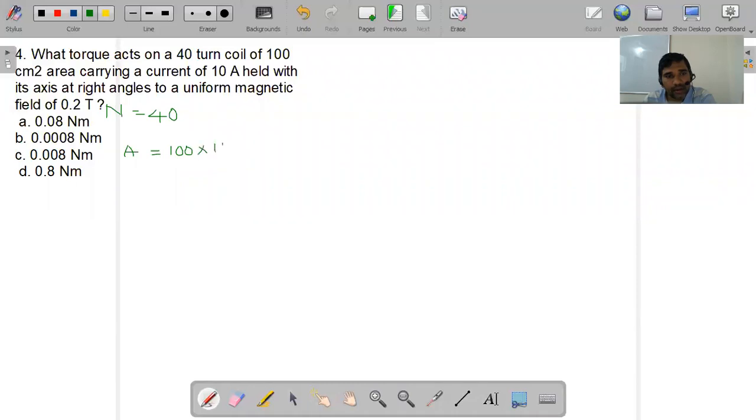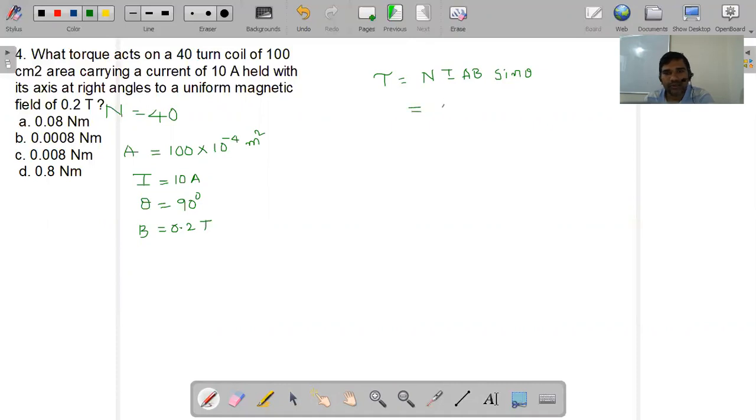So 100 into 10 power minus 4 meter square. Then next we have carrying a current of 10 ampere. I is equal to 10 ampere. Right angle, theta equal to 90 degree. Then we have uniform magnetic field, that is B is equal to 0.2 Tesla. So formula, what is the torque? Torque tau is equal to NIAB sine theta. So right angle is nothing but theta is equal to 90 degree, sine 90 is 1.